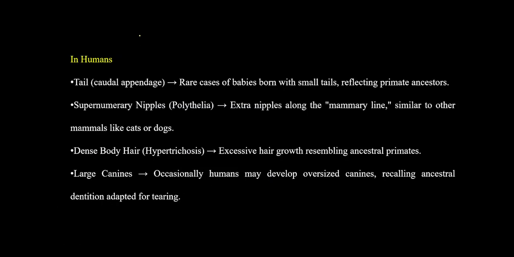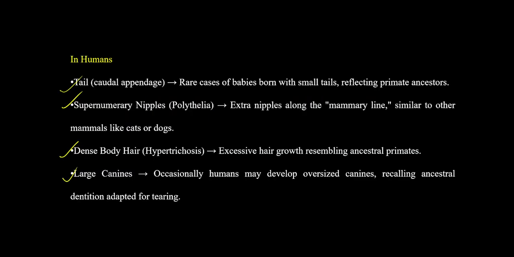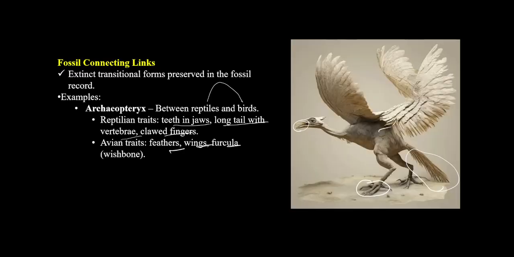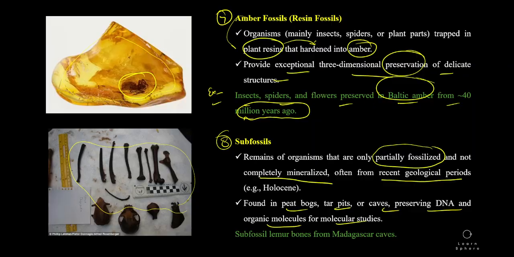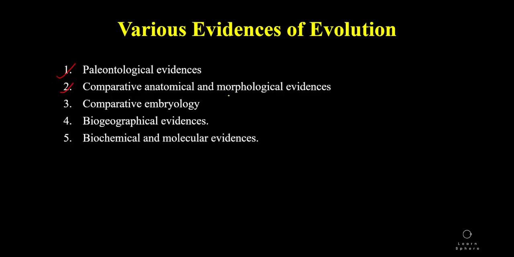For example, in rare cases a newborn baby is born with a small tail, supernumerary nipples, dense body hair, large canines. All these are examples of atavism. Clear? So that's all for today's lecture. This is part 1. In part 2 we will discuss the remaining 3 types of evidences: comparative embryology, biogeographical evidences, biochemical and molecular evidences.